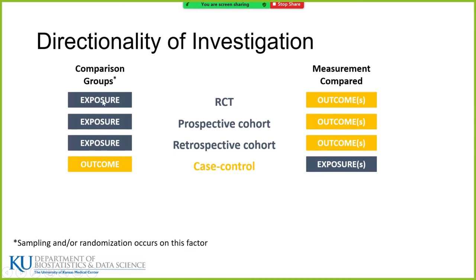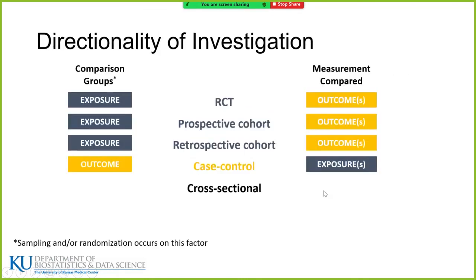So notice, randomized controlled trials and prospective cohort studies are both prospective, both forward directional. The differentiating feature between these two is randomization. The differentiating feature between prospective cohort, randomized controlled trials, and retrospective cohort is the prospective versus retrospective collection of information. And then the differentiating feature between the cohort study and the case control has to do with how sampling occurred and what we are comparing these groups based on.